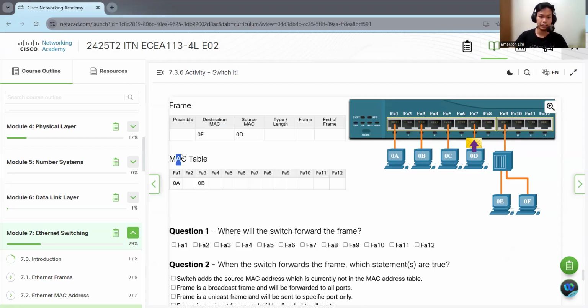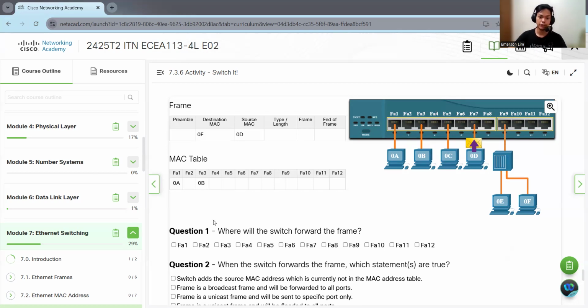Now let's look at our MAC table. The MAC table will determine the address of each router. However, the receiver of the message is not recognized as an address, which means the message will be sent to all the ports, everything.